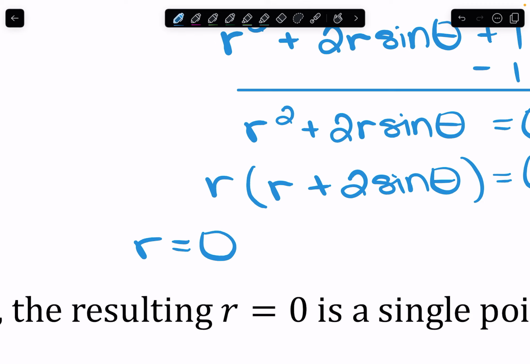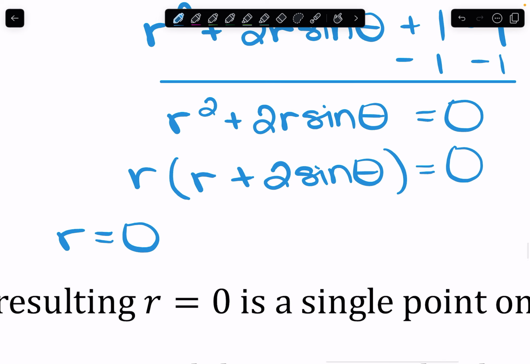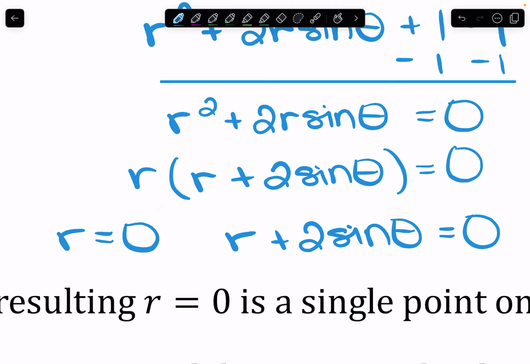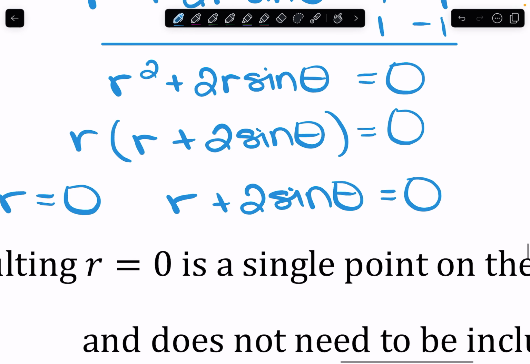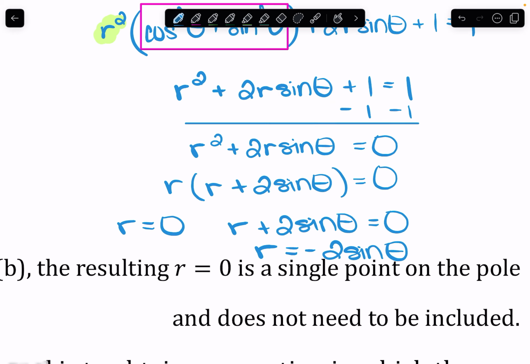R equals 0 is at the origin. It's pointless, so we don't acknowledge it. It's just a point at the origin. So we can ignore that one. R plus 2 sine theta equals 0. So again, polar equations are written in terms of r, so I would want to solve for r here. I'm running out of room. So we would subtract the 2 sine theta from both sides. So r equals negative 2 sine theta would be our equivalent equation.